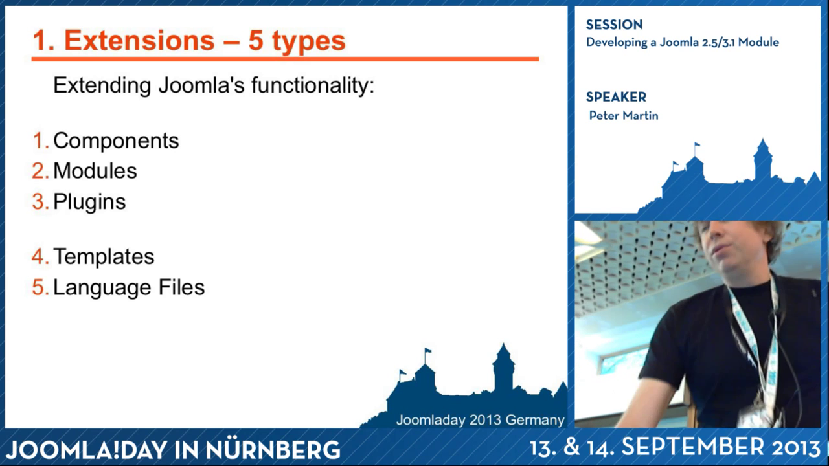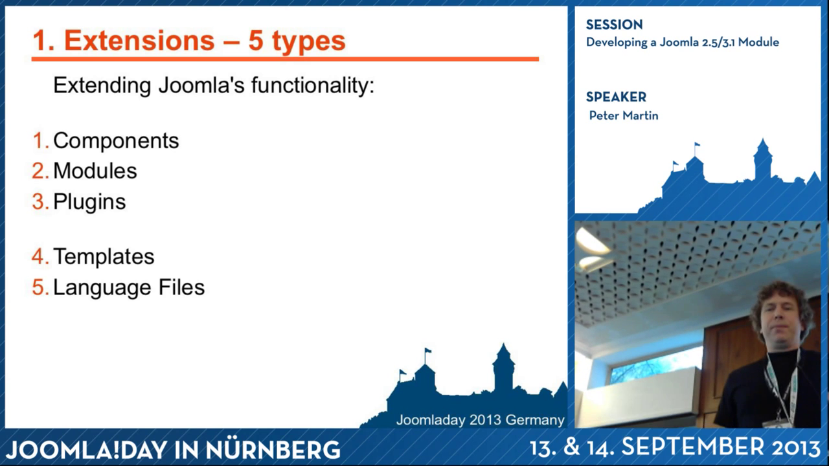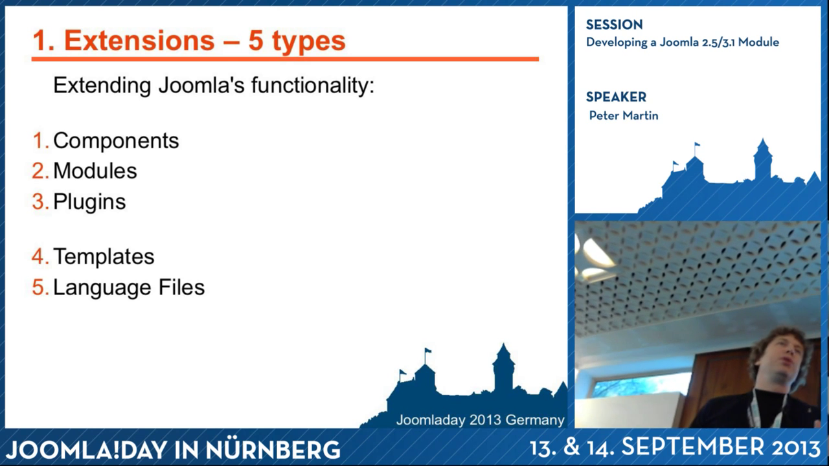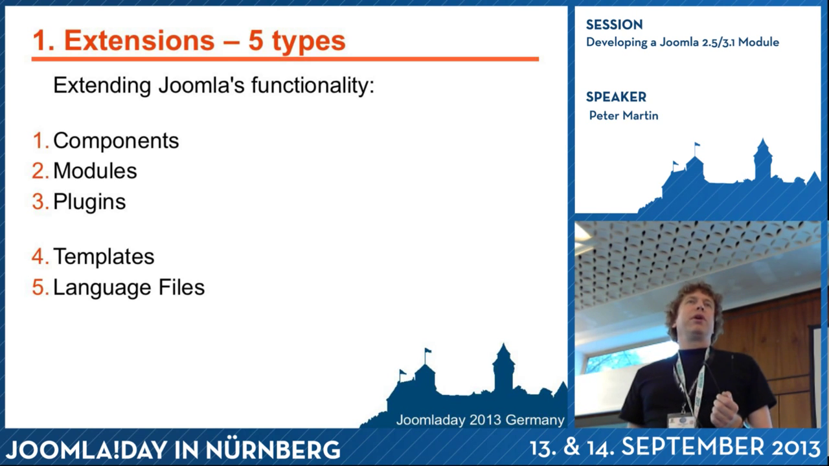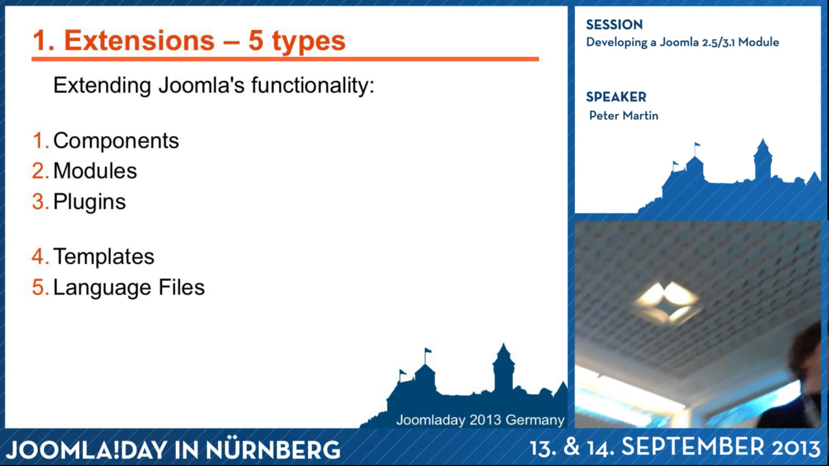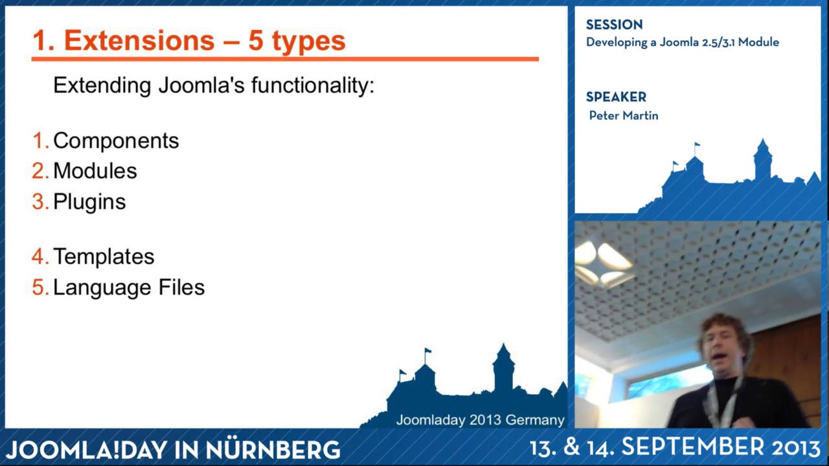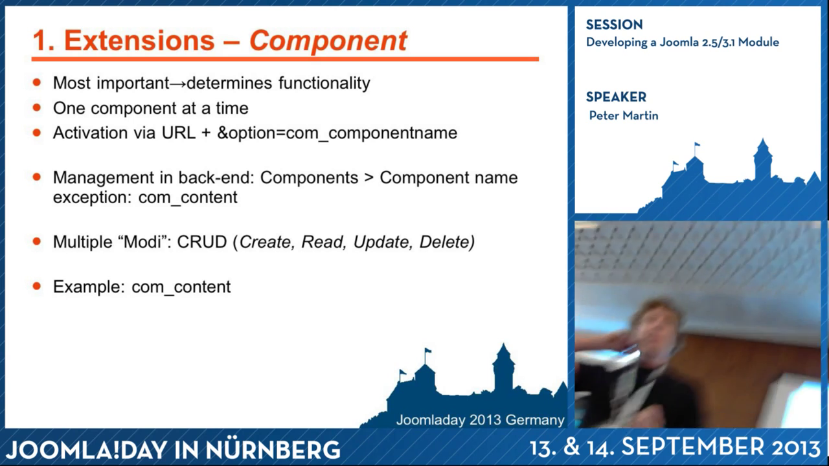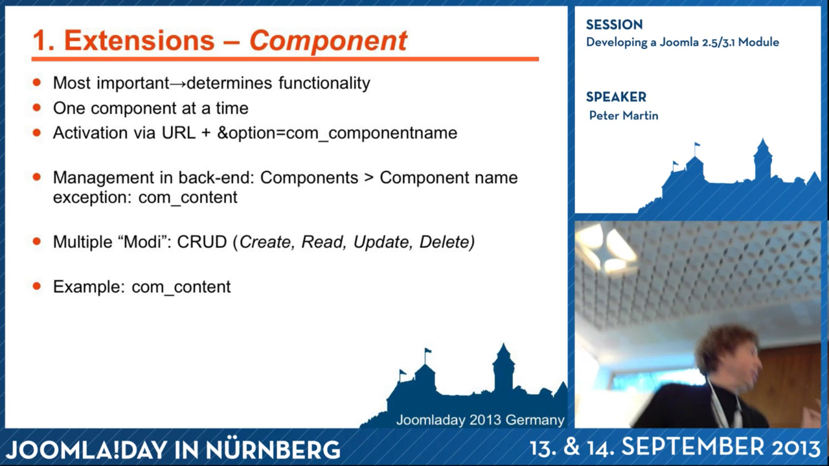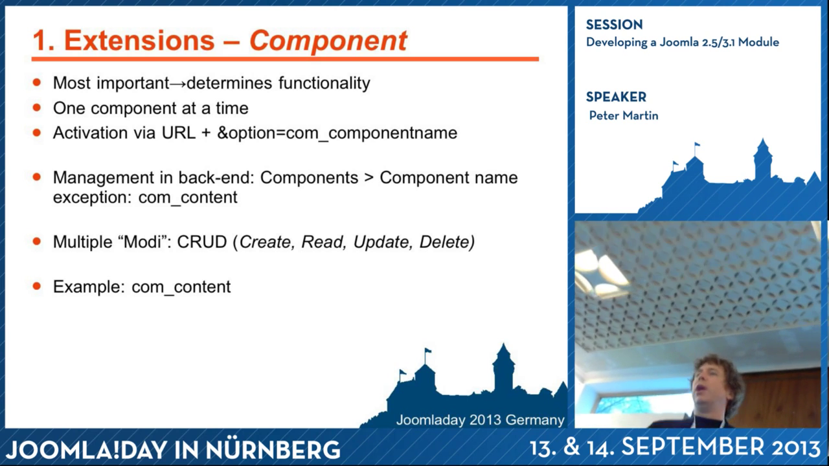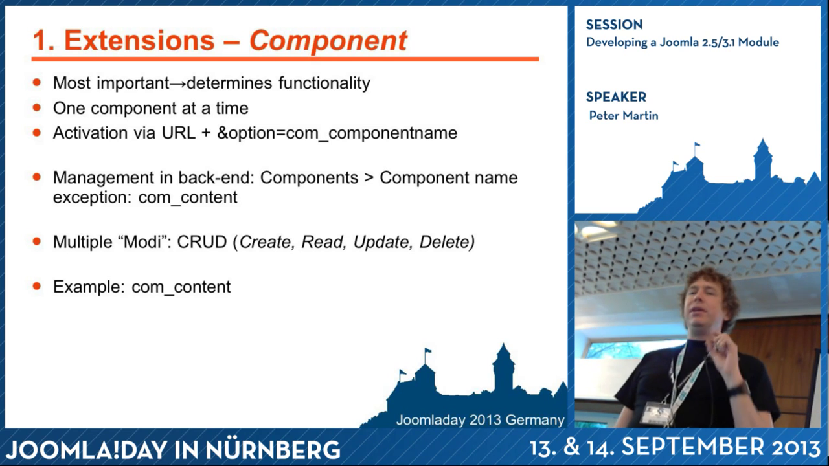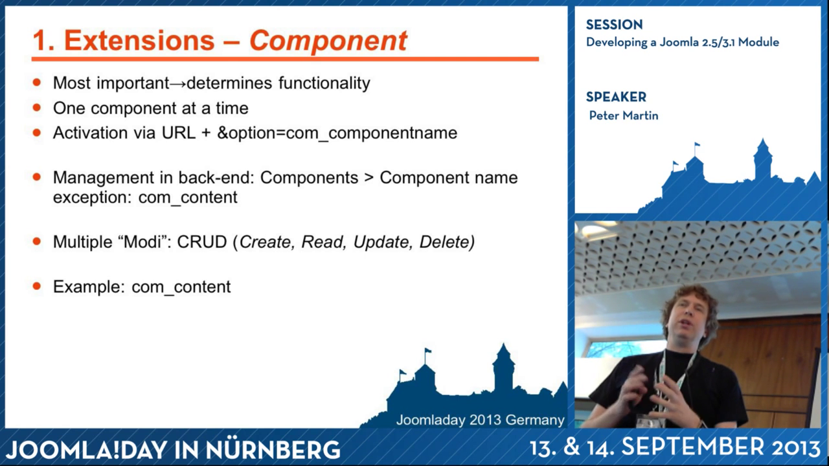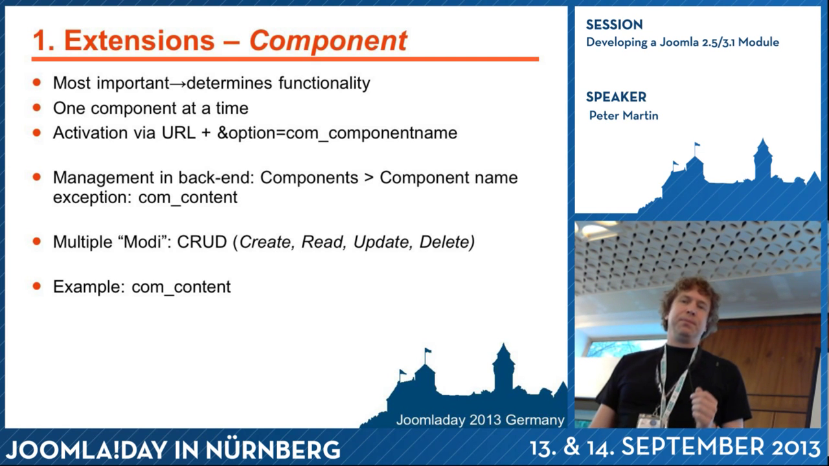For the people who don't program modules, the five extensions you can use in Joomla are these ones: components, modules, plugins, templates, and language files. Components are the most important thing in Joomla. They are more difficult to program, and it's better to start with a module because it's really easy, and I will show you in a minute.